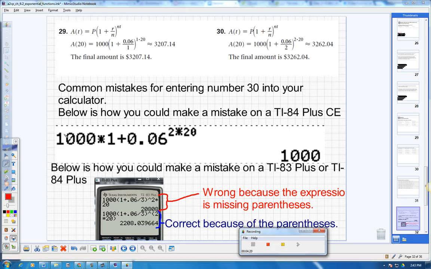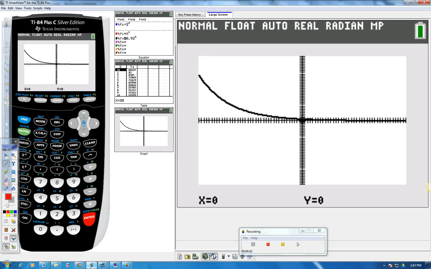When using that formula, there are several mistakes that can be made on the calculator, and I don't want you to miss these just because you didn't get the opportunity to learn in class. So common mistakes that I want to show you. Number 1 is not using parentheses. If you use the TI 84 Plus Color Silver Edition, you must have parentheses.